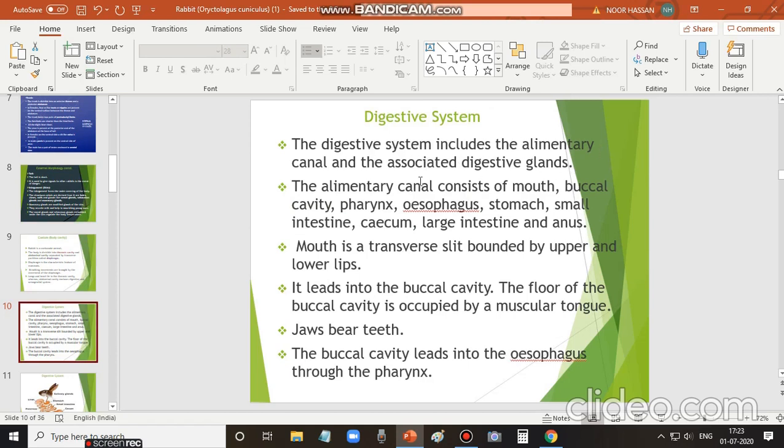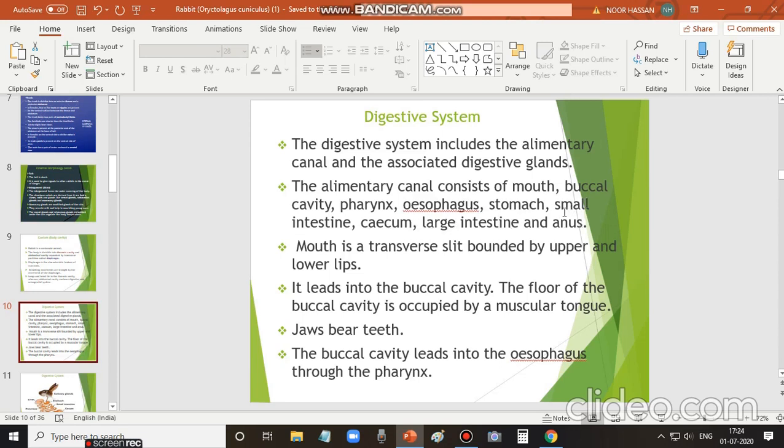In any animal, that is in higher organisms, the digestive system includes these two main regions: one is the alimentary canal, the other one is the digestive glands. And the alimentary canal includes these parts: the mouth, the buccal cavity, inside the mouth there is a buccal cavity, then beyond that it is pharynx, then followed by it is esophagus, and next to that is stomach, then small intestine, cecum, large intestine, and anus.